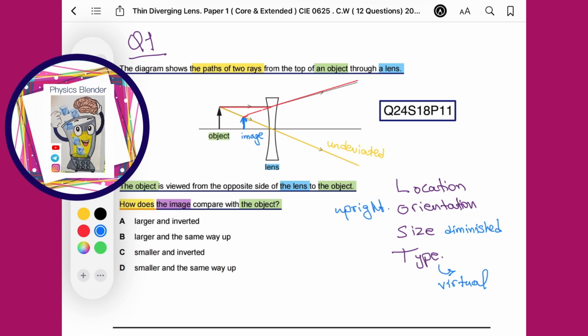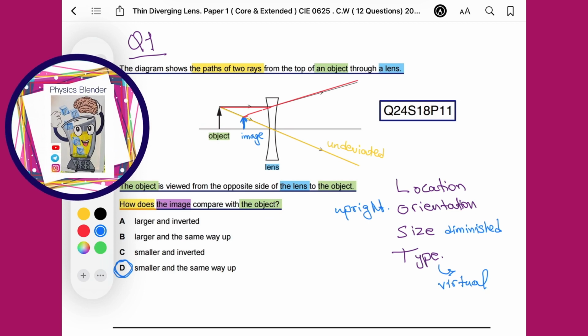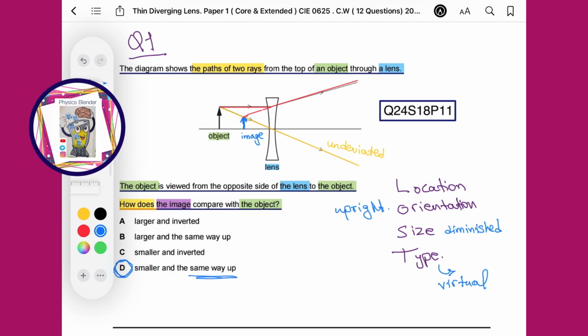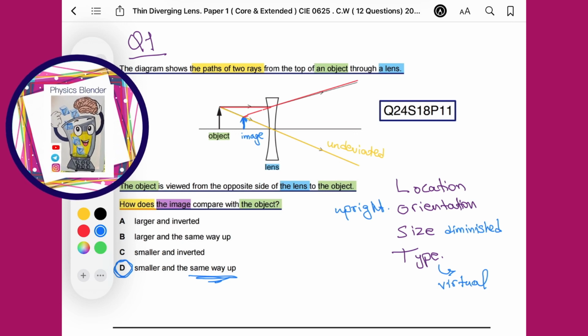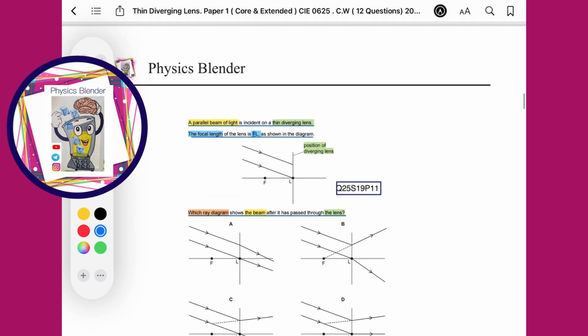Is it clear? So the correct answer here is D. It's smaller and the same way up, which means upright. Is it clear? So we have two standard rays, and these rays will be repeated in many questions. Let's move to question 2.